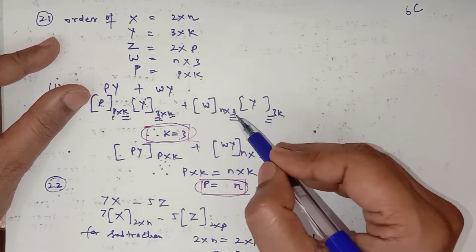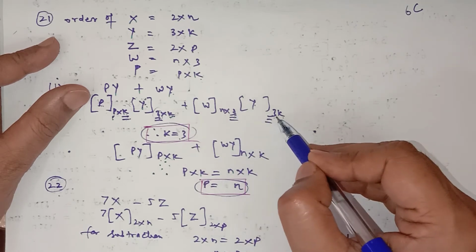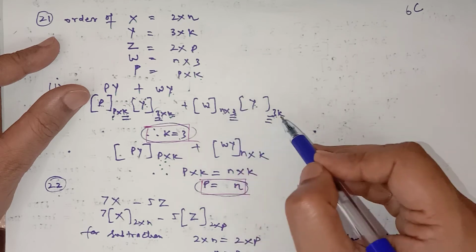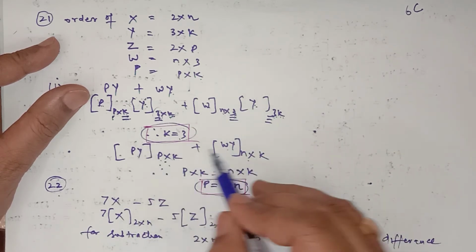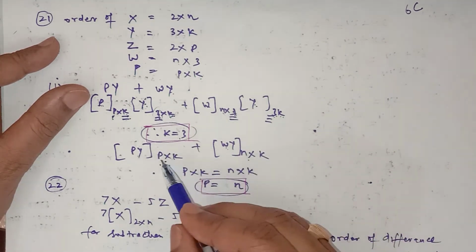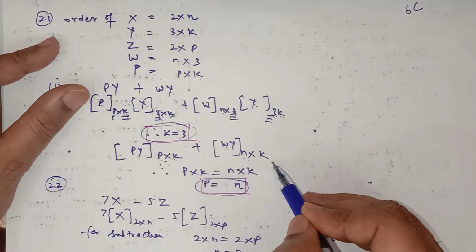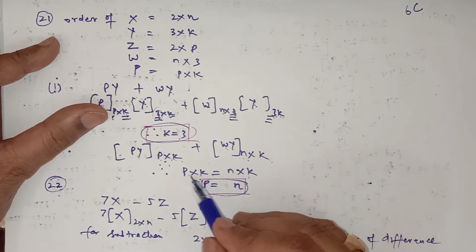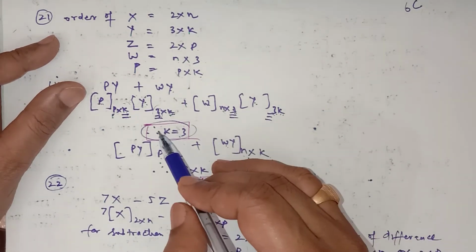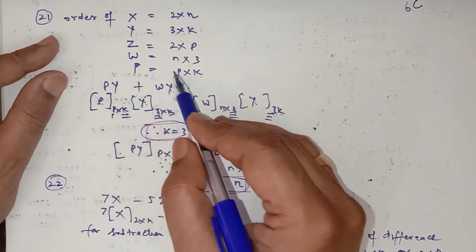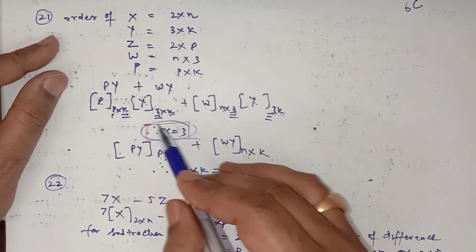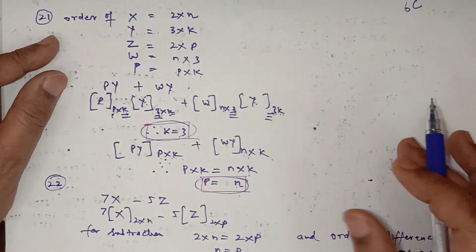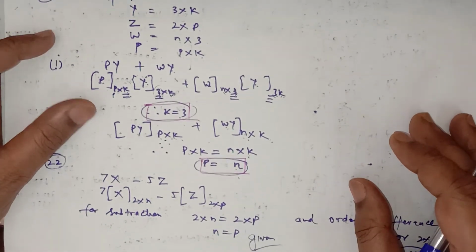Now the 3 and 3 match, so W into Y will be of order n by k. When we add the two matrices, the orders must be equal, so p by k must be equal to n by k. The k cancels with k, so p is equal to n is the condition. So two conditions are needed for this expression: k must be equal to 3 and p must be equal to n. Then this calculation is possible.